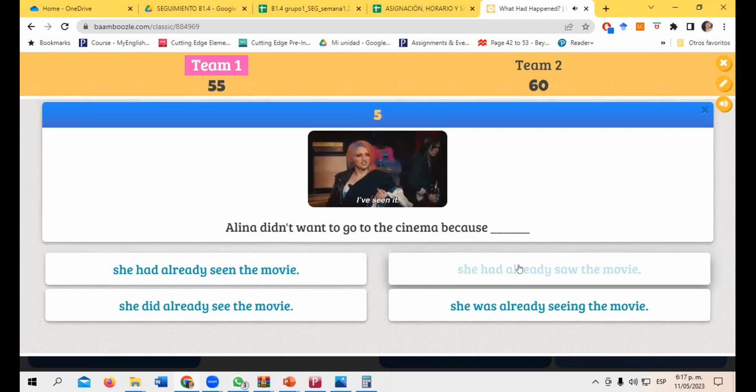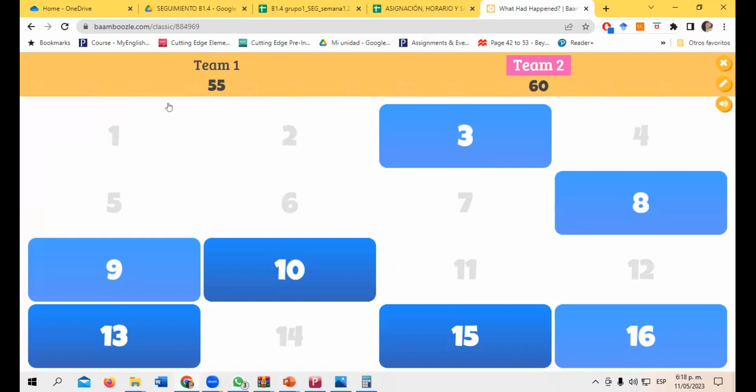No, incorrect. You get one more chance for 5 points. Teacher, C. She did already see the movie. No, it's incorrect. The option is she had already seen the movie, okay? Ella ya había visto la película. Recordemos, el had más el verbo en pasado participio. Okay? No points in this case.